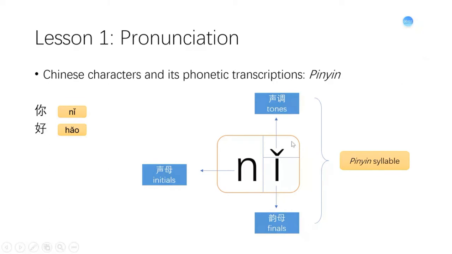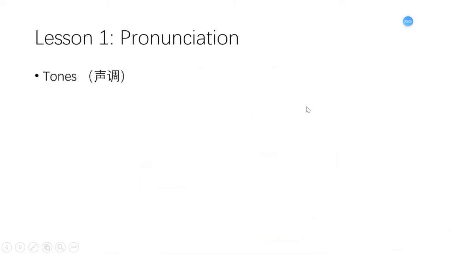Okay, so now we want to focus on this part, 声调. Let's see a little bit about 声调. So, 声调 actually is a feature of the Chinese language. Maybe some of you already know this. Chinese language is a tone language. Maybe this is very different from your mother language, right?